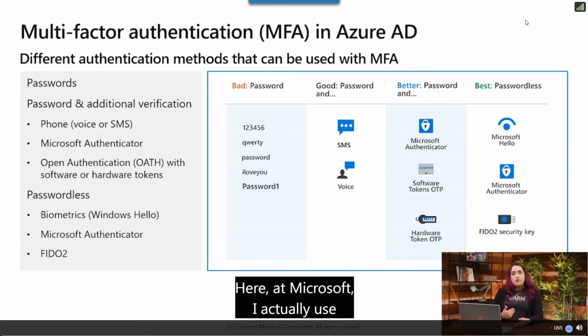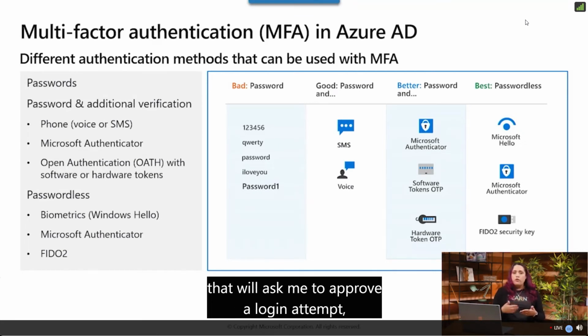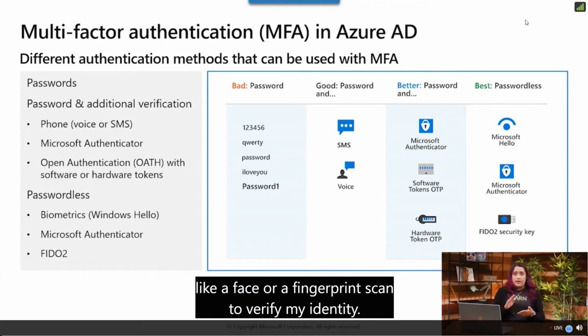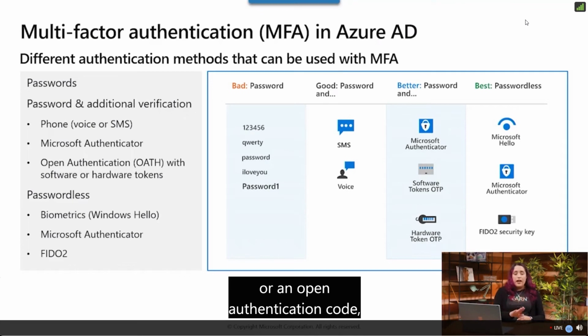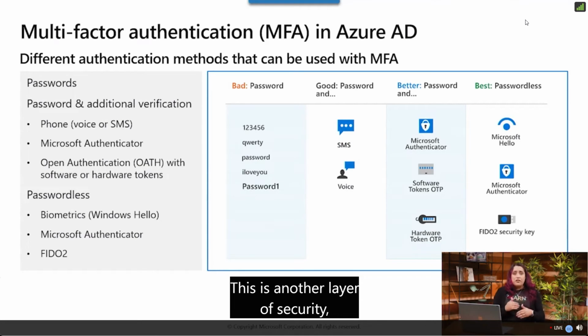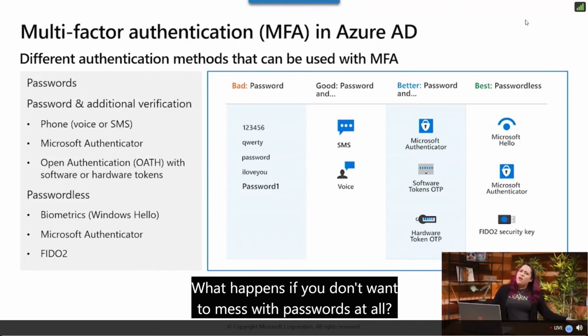And that's where you're using something you know, your password, and something you have, your phone. Here at Microsoft, I actually use an app called Microsoft Authenticator. This is an application on my phone that will ask me to approve a login attempt. And what's cool, it actually uses some of the biometric tools like a face or fingerprint scan to verify my identity. Authenticator is going to then issue what we call an OAuth, or an open authentication code, as a one-time password or a login approval. This is another layer of security because that OAuth token usually expires every 30 seconds or so. But what happens if you don't want to mess with passwords at all?